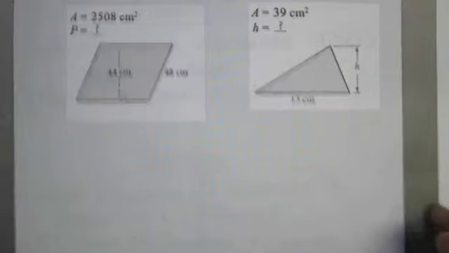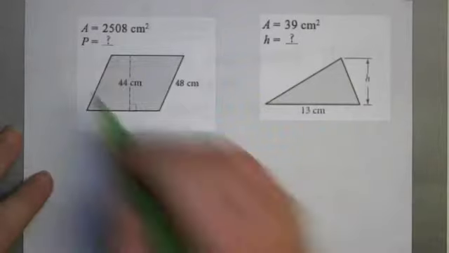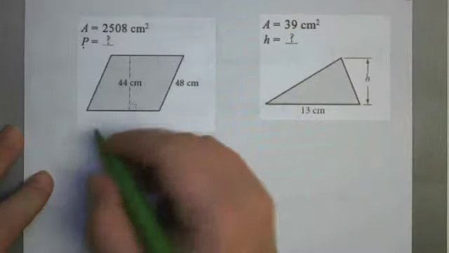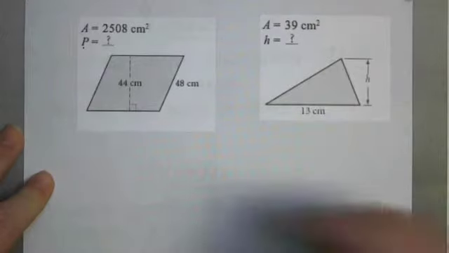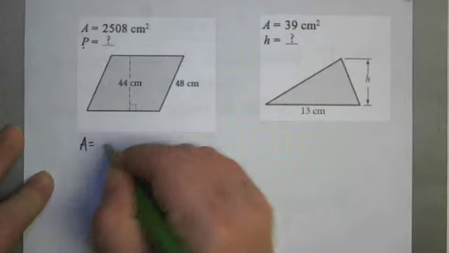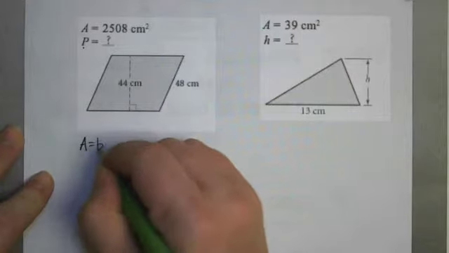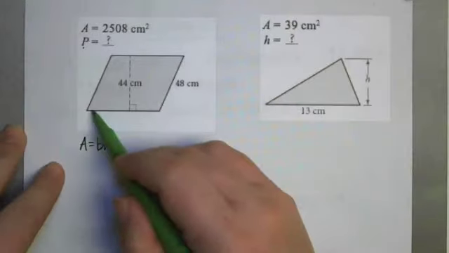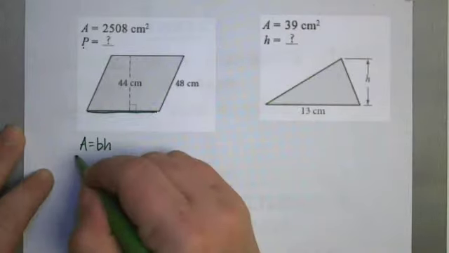Okay, a couple more examples. Now we have a parallelogram and a triangle. Again, they're giving us the area, but this time notice they want us to find the perimeter. So we still need to figure out, if you notice, we don't know all the sides. We need to know at least a couple of the sides. So we're going to go ahead and use the area formula, base times height, to figure out the base, because we don't know the base.